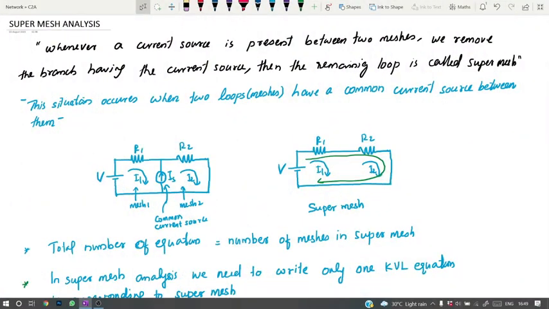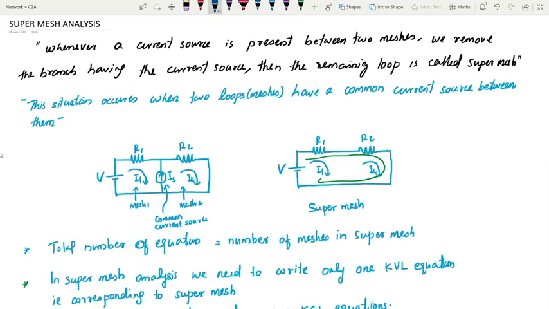In this video, we are going to discuss super mesh analysis. Super mesh analysis is an advanced form of mesh analysis, mesh current analysis. So in order to get the concept of super mesh, let's consider this network.